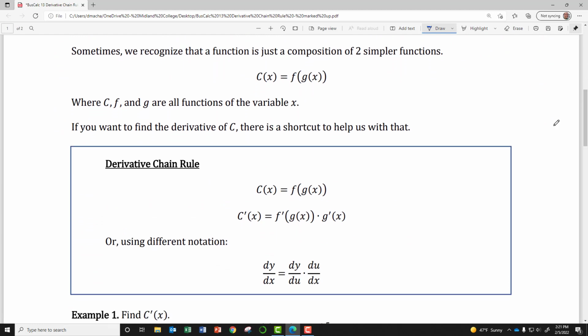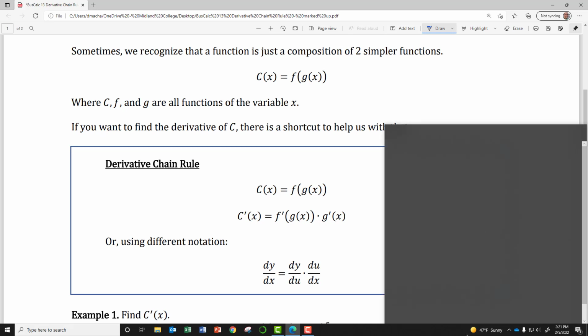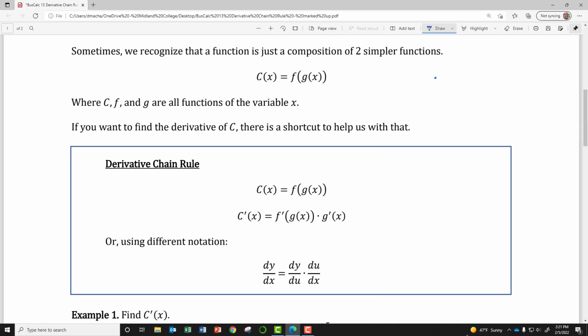And sometimes in calculus, we're going to recognize that a function is just a composition of two simpler functions. All right, so maybe I have this function capital C, and I notice, oh, that capital C function, that's just f composed with g. And if we want to find the derivative of a composition of functions, then there's going to be a shortcut to help us with that. And we call that shortcut the derivative chain rule.